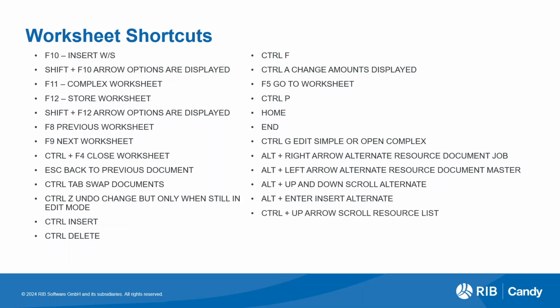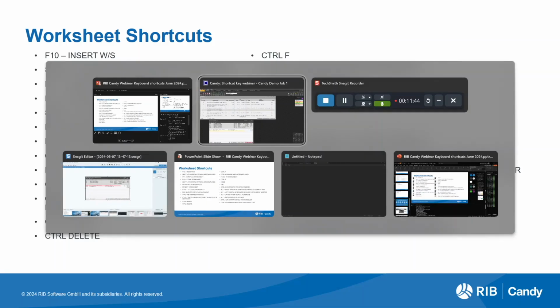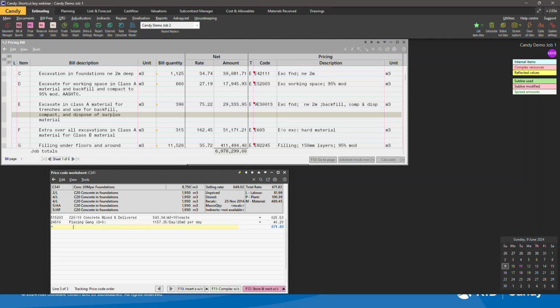Then we have the Control up arrow key and the Control down arrow key. Now what this does is it actually scrolls your resource list. So let's say you want to add your 20 MPa concrete, but you don't know the code, but you at least know that it starts with 5.1. So you can start by typing in 5.1 and then press Control and the down arrow key, and it will start scrolling through your resource list until you find your 515203. If you go one too far, then the Control up arrow key will go up on your resource list.